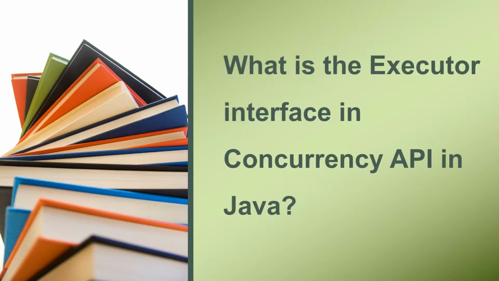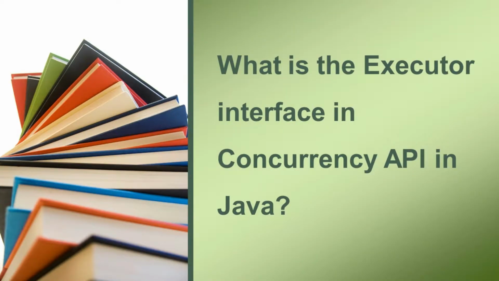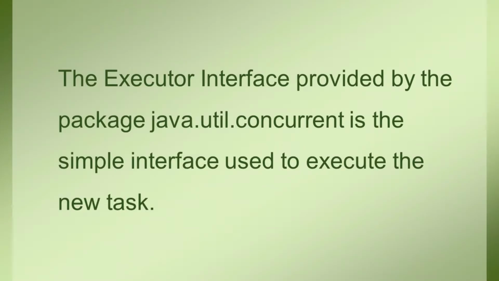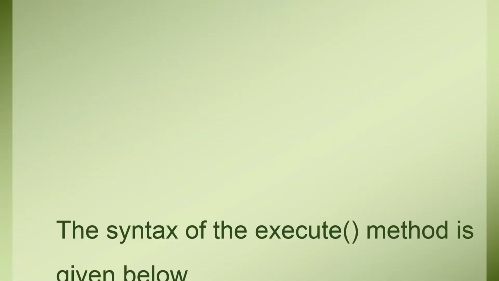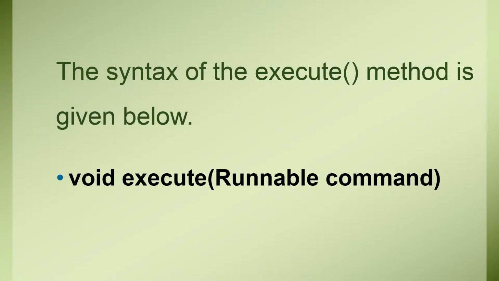What is the Executor interface in Concurrency API in Java? The Executor interface provided by the package java.util.concurrent is the simple interface used to execute a new task. The execute method of the Executor interface is used to execute some given command. The syntax of the execute method is given below.